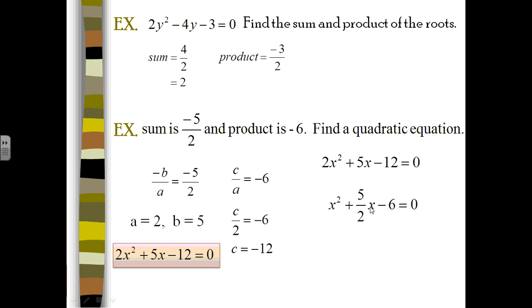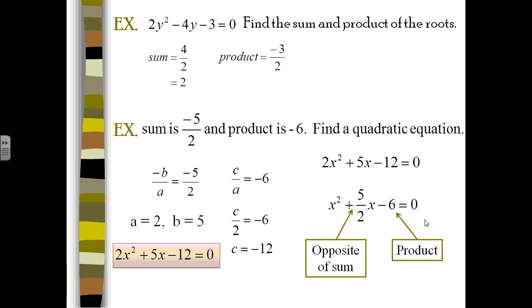So what that tells us is that this value right here is the opposite of the sum. So if they tell you the sum, just take the opposite sign and plug it in. And that this value is exactly the product. There you go. So if they tell you what the sum and the product are, you just plug it in right here and you're done. Just don't forget to write your equal to 0. Otherwise it's not an equation, it's just an expression.